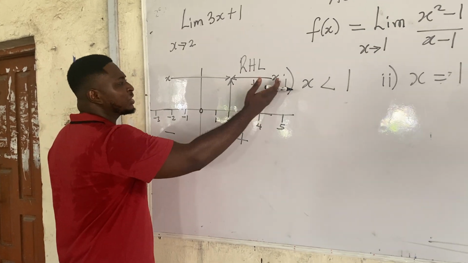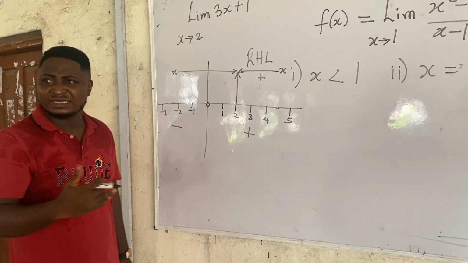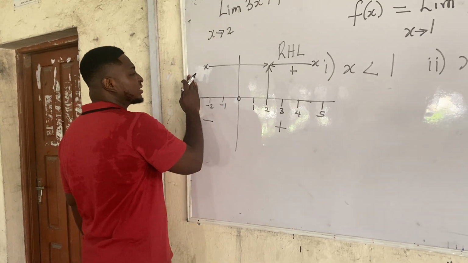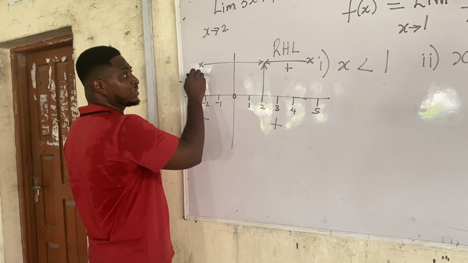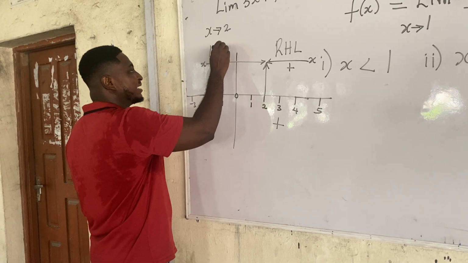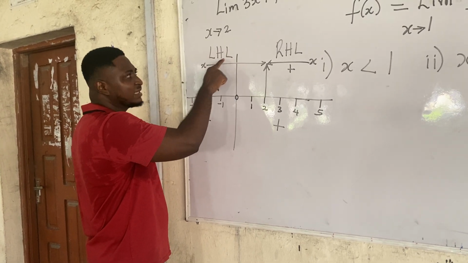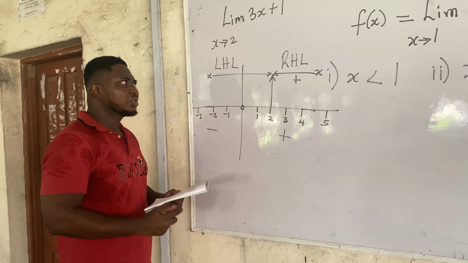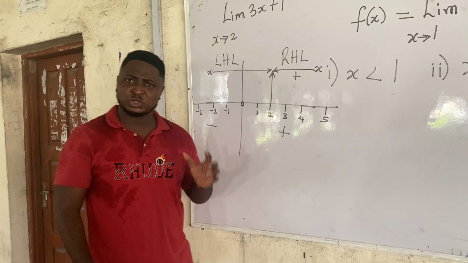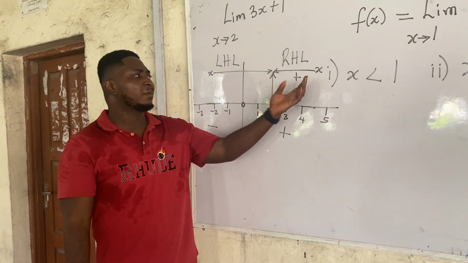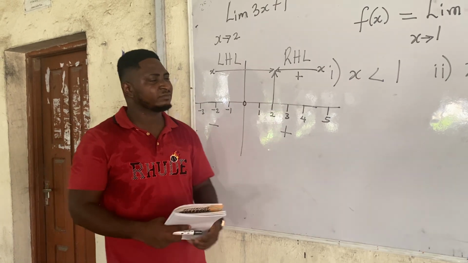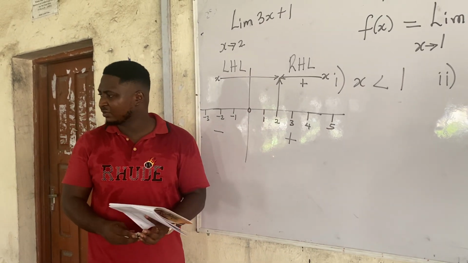So anytime x approaches our limit point from the right hand side, we have our right hand limit. And anytime x approaches our limit point from the left hand side, we have our left hand limit. LHL means left hand limit. RHL means right hand limit. So x can approach our limit point from two possible directions, from our right hand side or from the left hand side.